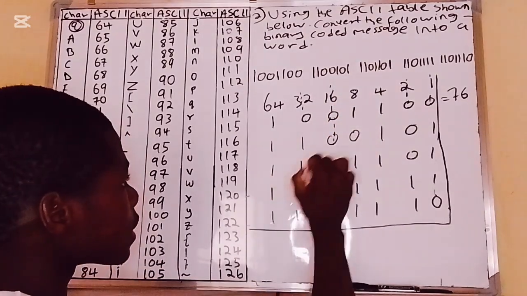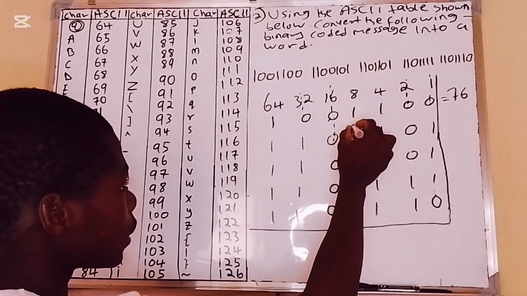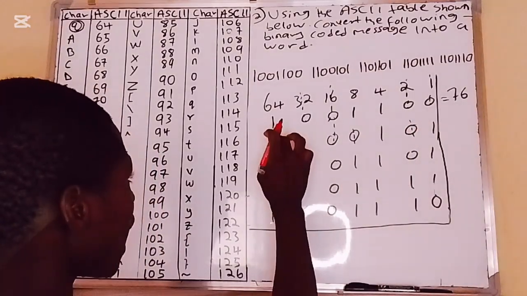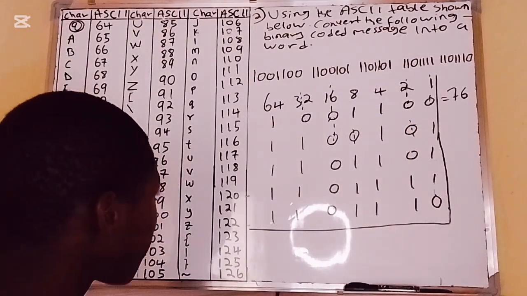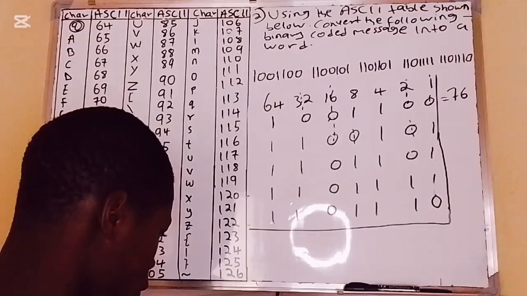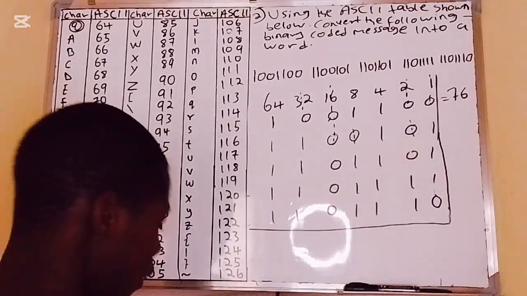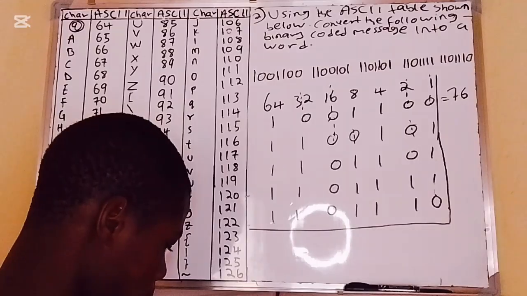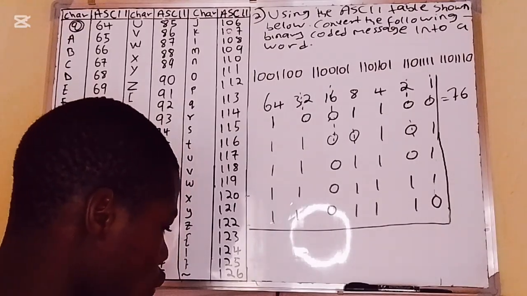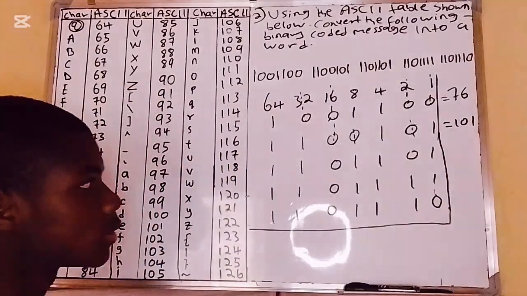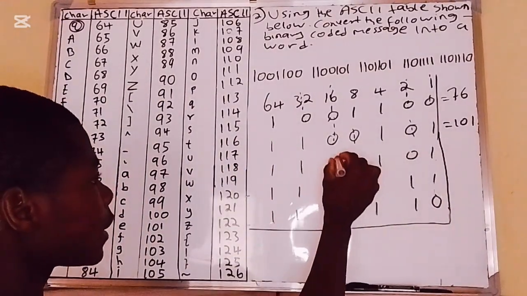So the next thing is that I will get rid of this, and also this, and this 0. So what I have is 64 plus 32, then 4, then 1. Plus 4 plus 1. So therefore I have 101.